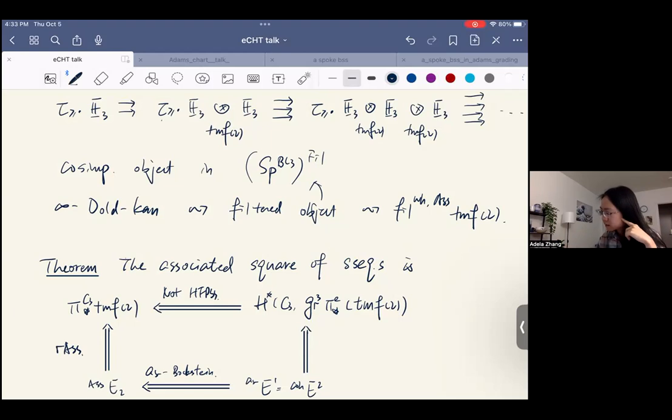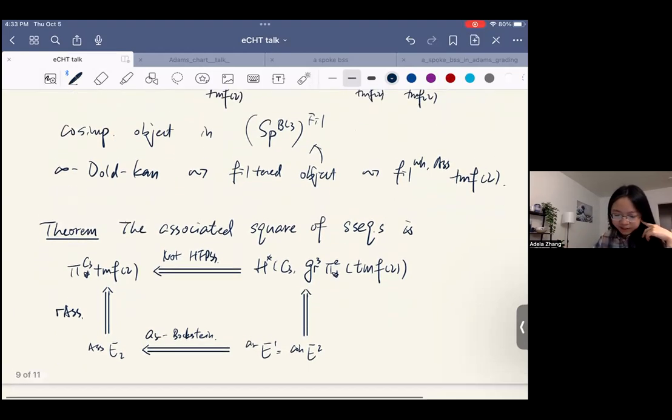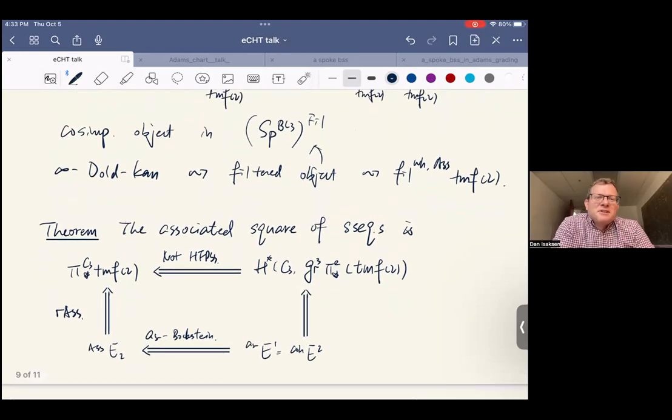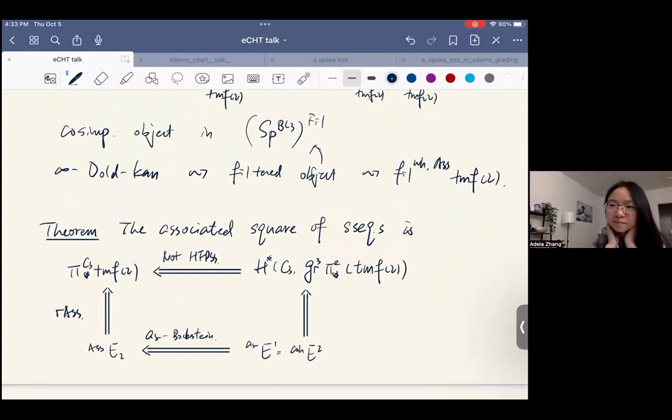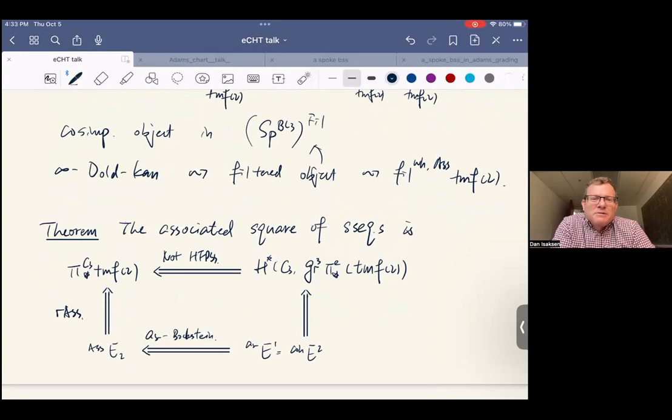Okay, so now let me. Sorry, I keep interrupting, but I hope that these questions are relevant. You've been referring to the relative Adams spectral sequence. Can you just say a few words like why is it not just an Adams spectral sequence? What do you mean by the relative adjective?